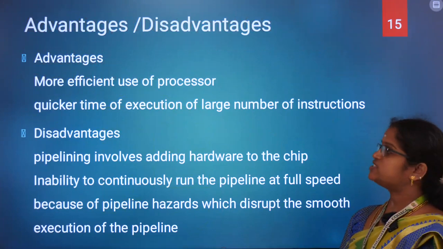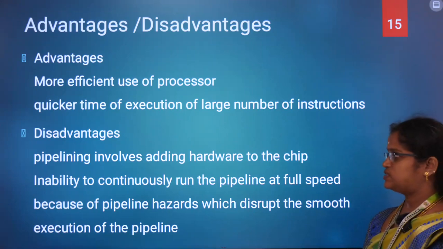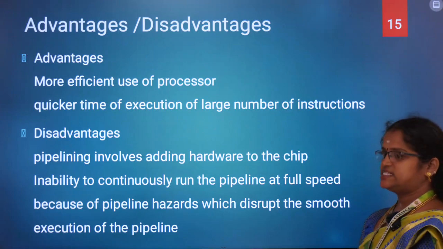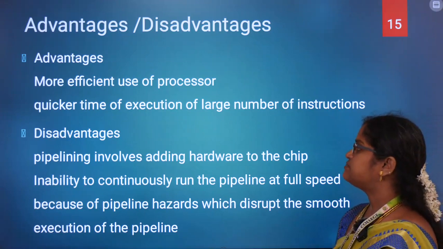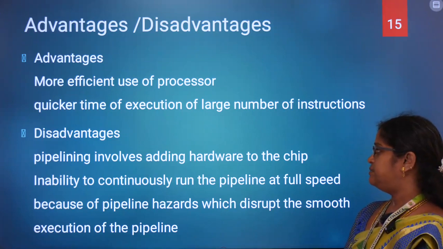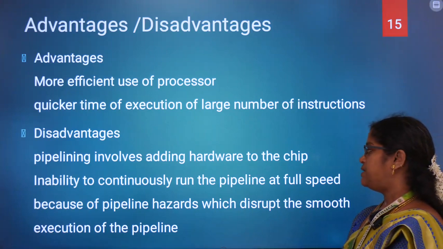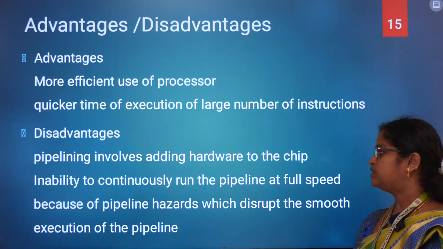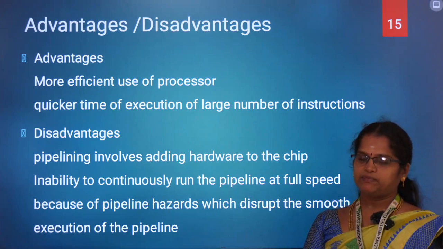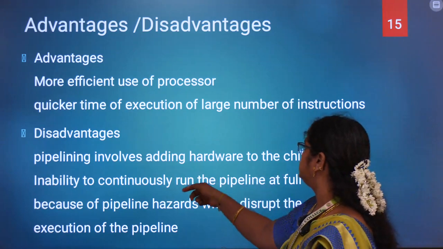Advantages and disadvantages of pipelining. The main advantages are more efficient use of the processor and quicker execution of a large number of instructions. The major disadvantage is that pipelining involves adding hardware to the chip, and there is an inability to continuously run the pipeline at full speed because of pipeline hazards, which disturb the smooth execution of the pipeline. So the major disadvantage of pipelining is hazards. So let's see about the hazards.